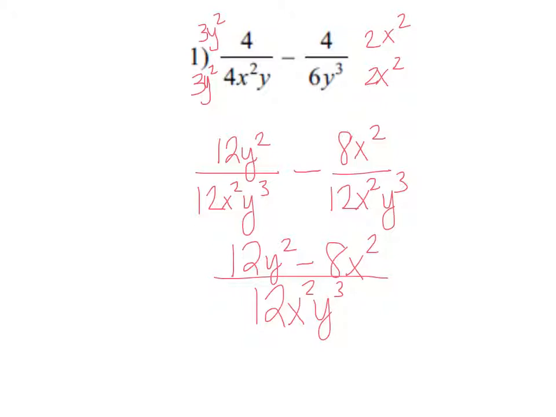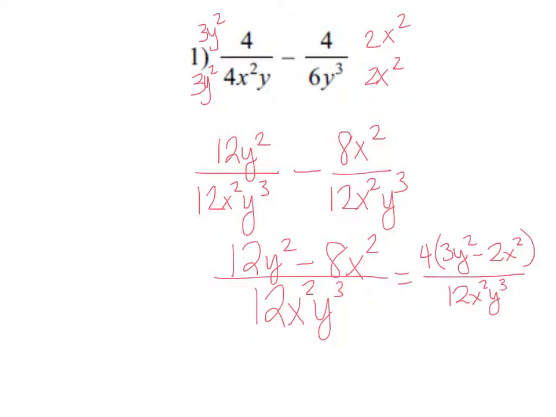What I really see, though, are the numbers. I've got a 12, an 8, and a 12. And so I can kind of divide those out. Now, I can't do the 12 divided by 12. I really have to find something that goes into all of them. And what I'm really doing is I'm saying in that numerator, I could factor out a 4. And then I'd have a 3y squared minus 2x squared over this 12x squared y cubed.